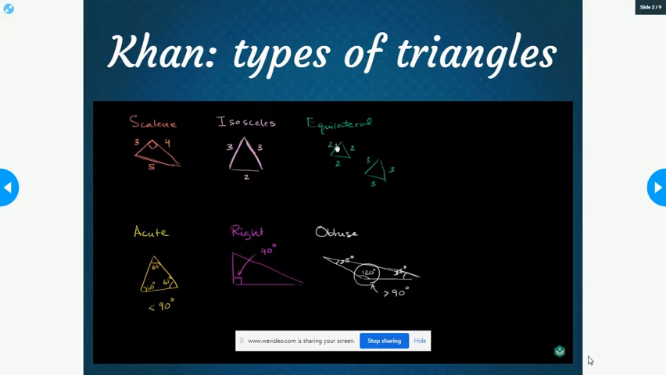You can have an equilateral acute triangle. In fact, all equilateral triangles, because all of the angles are exactly 60 degrees, are actually acute. So there are multiple combinations that you can have between these situations and these situations right over here.